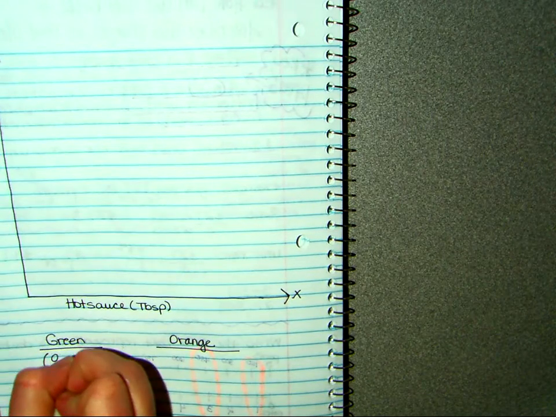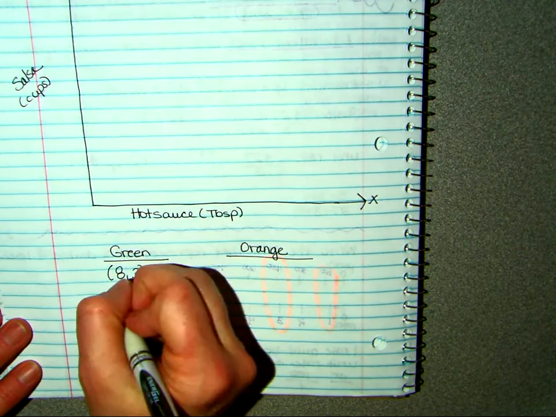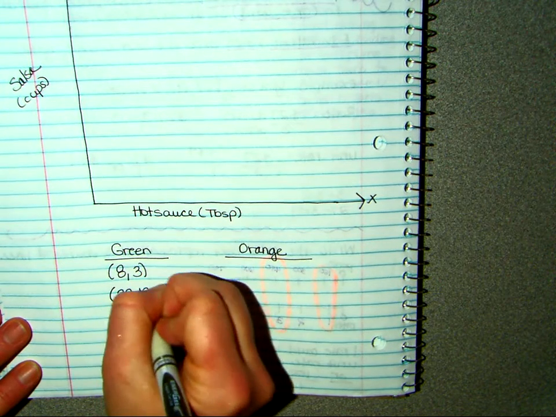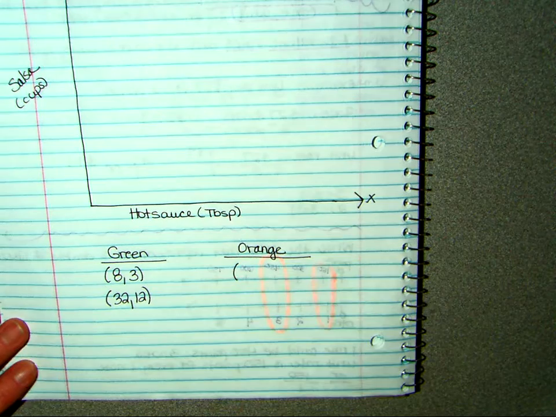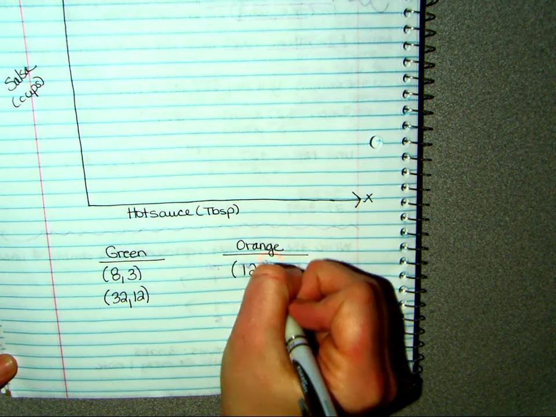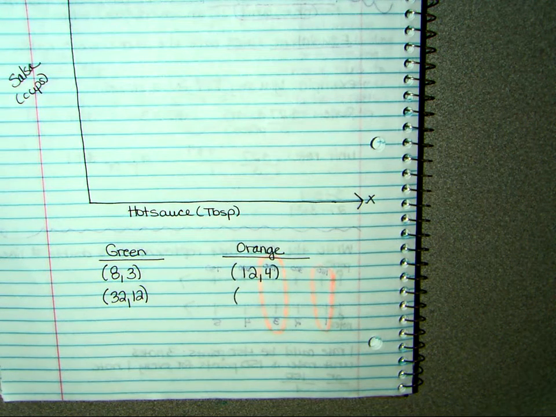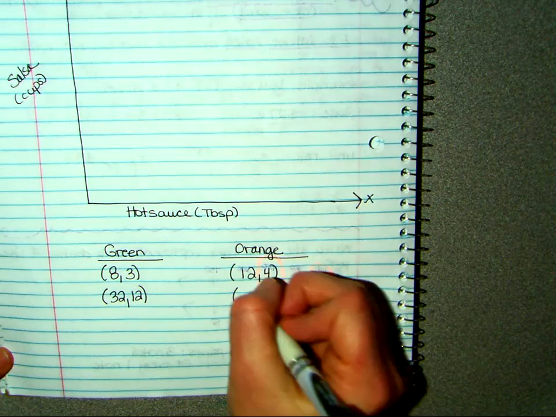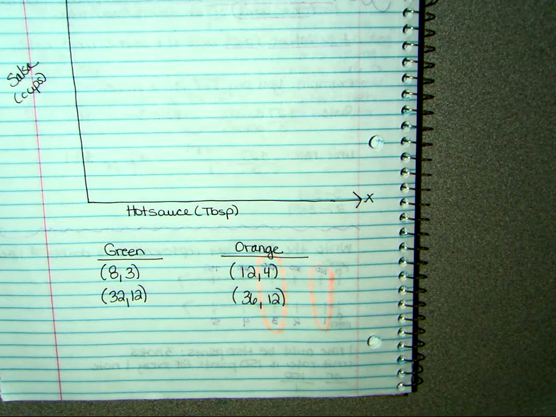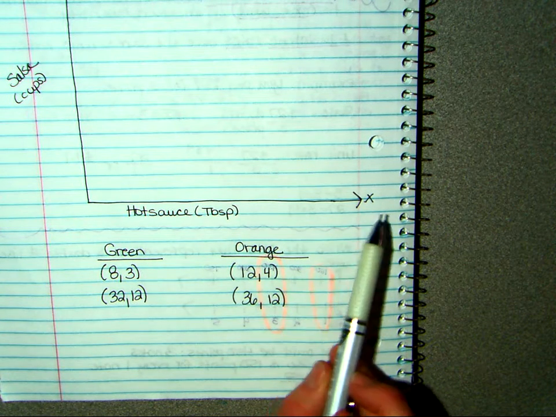Julia, can you give me the next one for green? If it's 8, 3 for my first ratio, what is the second ratio that we found? 32 and 12. Very good. Can somebody give me my first orange? Xander. The first orange was 12, 4. Very good. What is my second orange? Dominic. 36, 12. Very good.